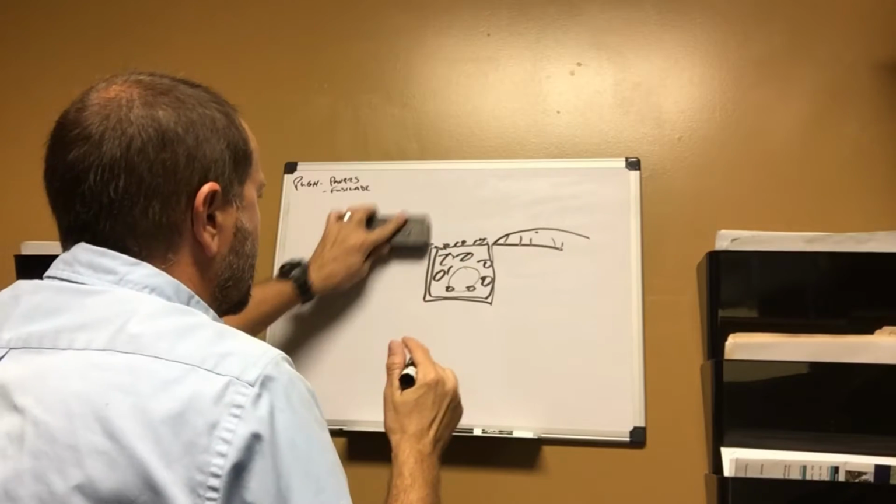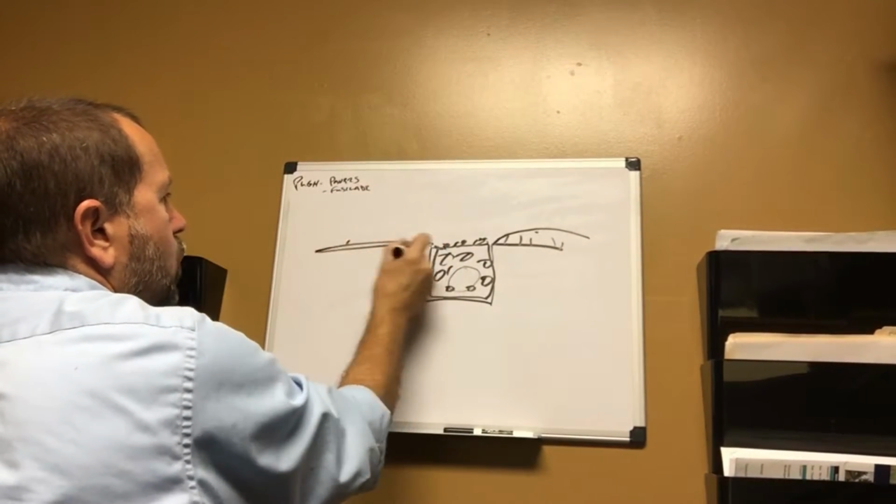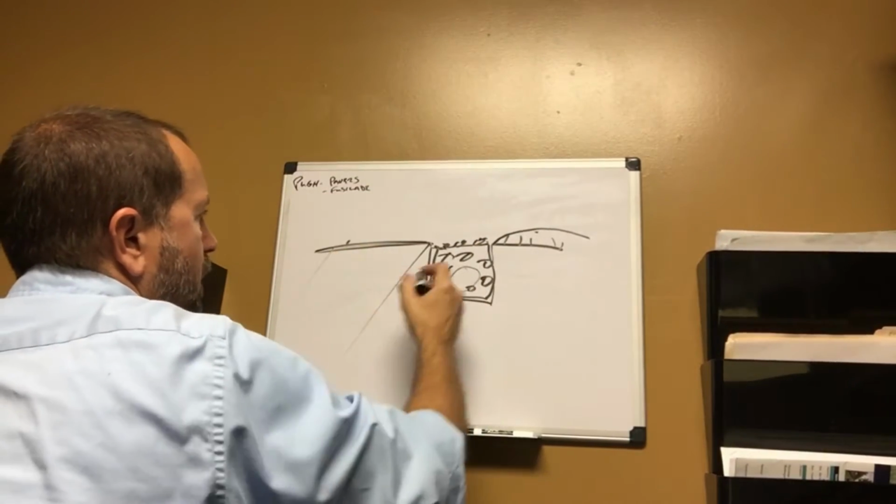So now let's take this side over here. This side is her driveway, right? And her driveway is coming like this. And you get it? We're coming like this.